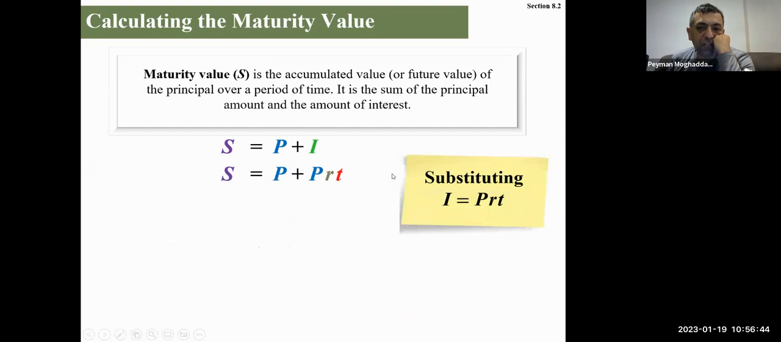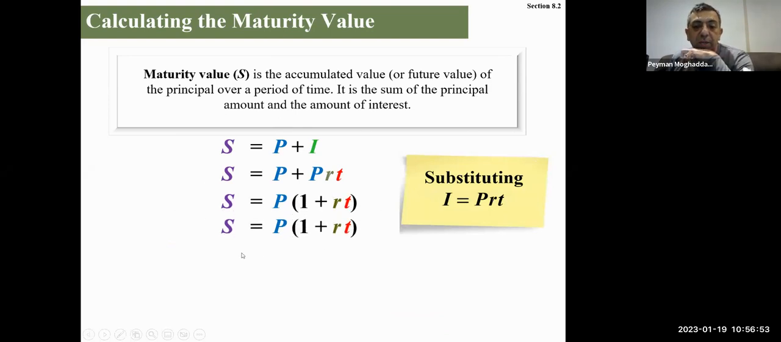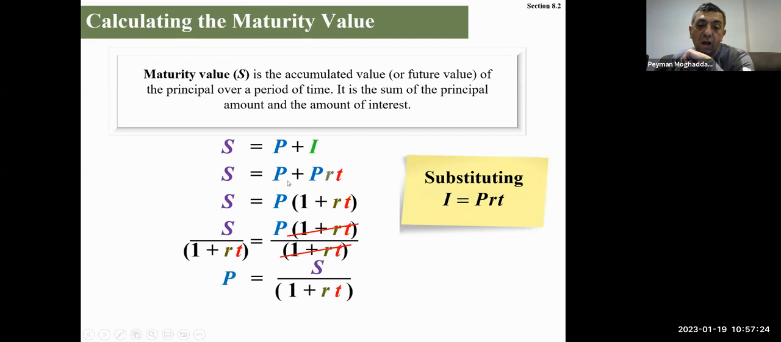If we substitute the I as PRT here, then we're going to have this equation for maturity value. So maturity value S is going to be P(1 + RT), which is the same as P plus PRT, which is P plus I. But in some questions they give you the maturity value, and RT, and they ask you for the principal. For that, you need to isolate P. P is going to be S divided by (1 + RT).